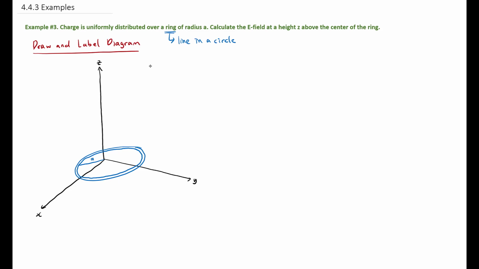The other thing is that we want to figure out the electric field at a height z above the center of the ring. So here's the center of the ring, and we're looking at a point P right above it. So that means we have to consider some short segment of this ring and its contribution to the electric field at that point P. So why don't we cut out this section in red.